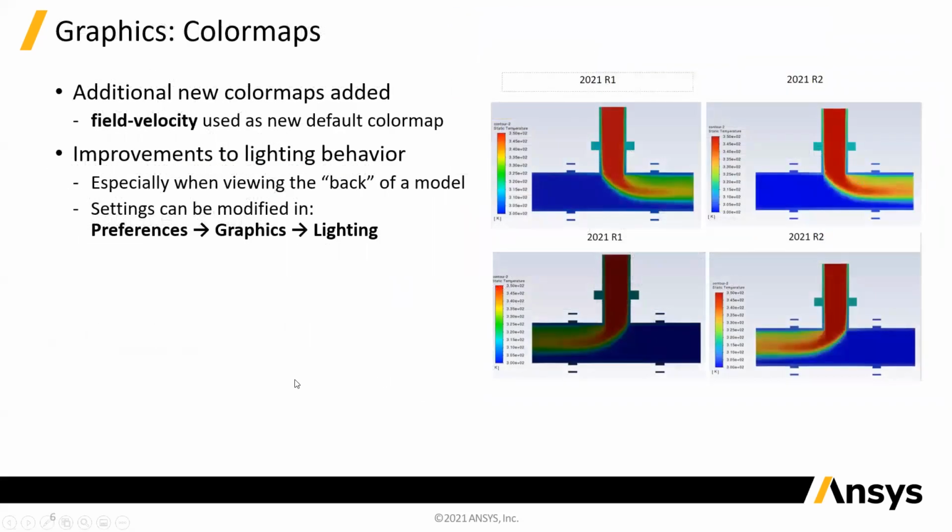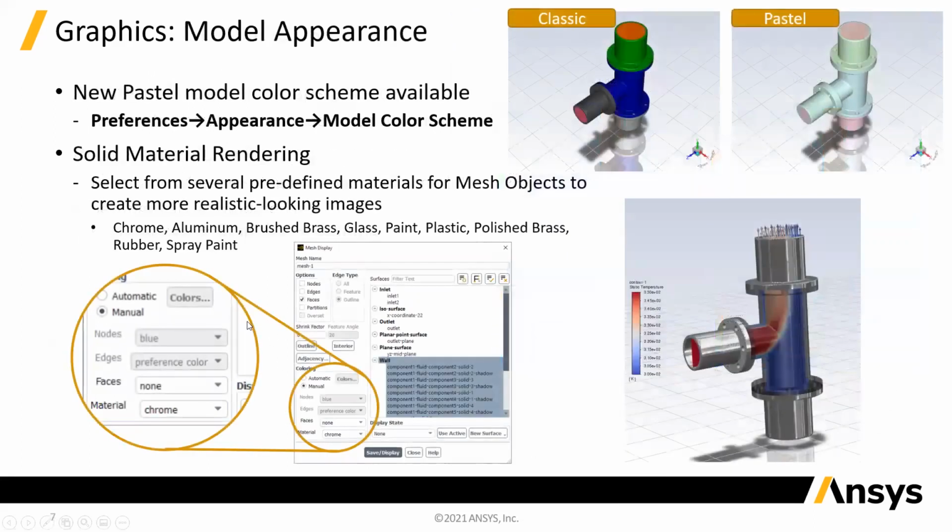Basic color map has changed. So if you recall in previous versions, depending on whether you were looking at the front or the back of the model, you could have a nice looking plot and then it became dark because the camera hadn't moved and the lights. Now there's no distinction. So that's a nice fix.